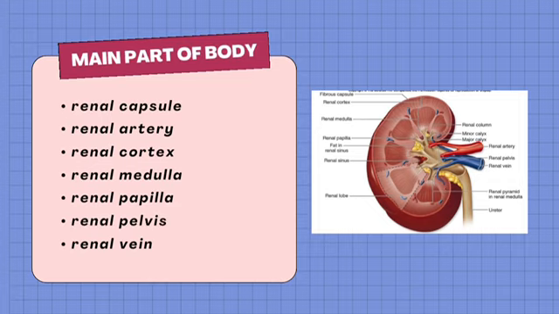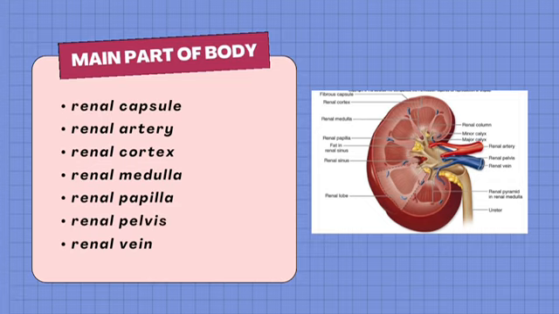Next is the renal papilla. This pyramid-shaped structure transfers urine to the ureter. Dehydration and certain medications, especially non-steroidal anti-inflammatory drugs, also known as NSAIDs, may damage your renal papilla.